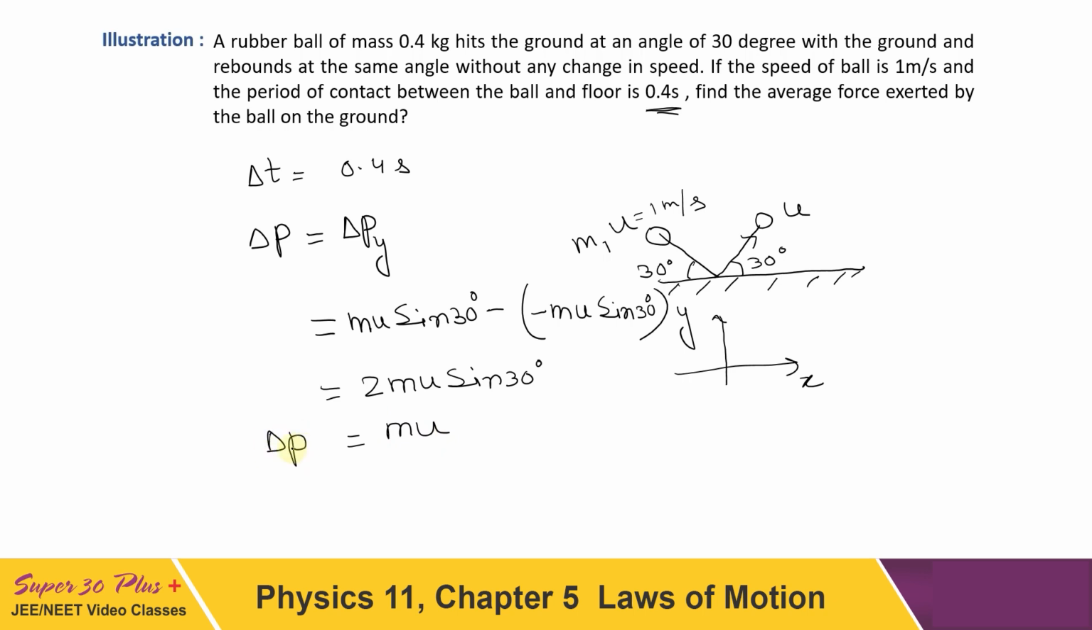But it is asking for the average force exerted by the ball on the ground. So force can be written as delta P by delta T, and we can write mu upon delta T, which is equal to mass, given as 0.4, multiplied with u, which is 1, upon delta T, 0.4. That is equal to 1 Newton. So 1 Newton is the force applied by the ball on the ground and vice versa.